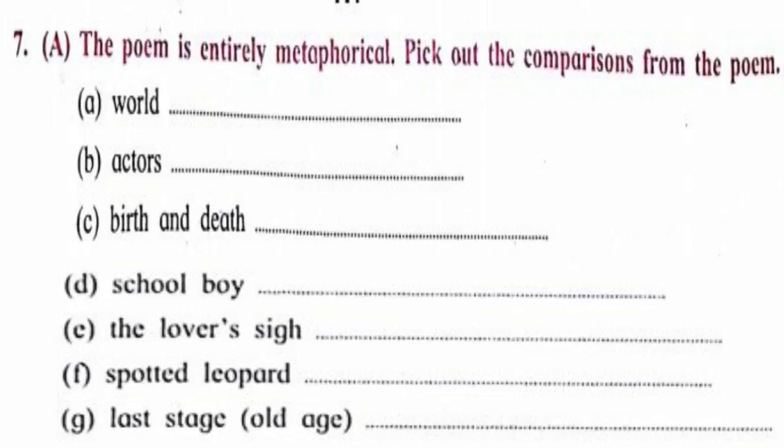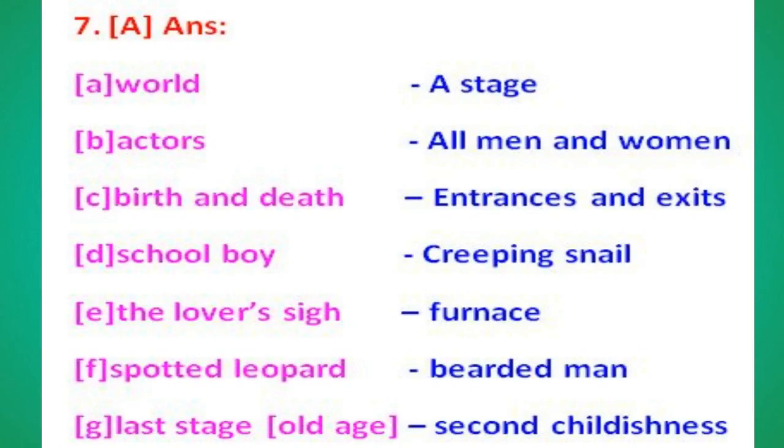Next question. 7a. The poem is entirely metaphorical. Pick out comparisons from the poem. Answer. World, a stage. Actors, all men and women. Birth and death, entrances and exits. Schoolboy, creeping snail. The lover, furnace. Spotted leopard, bearded man. Last stage, second childishness.